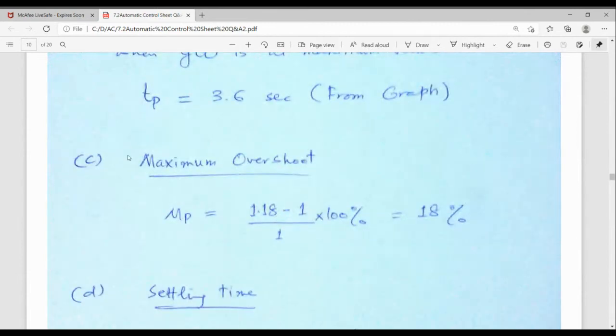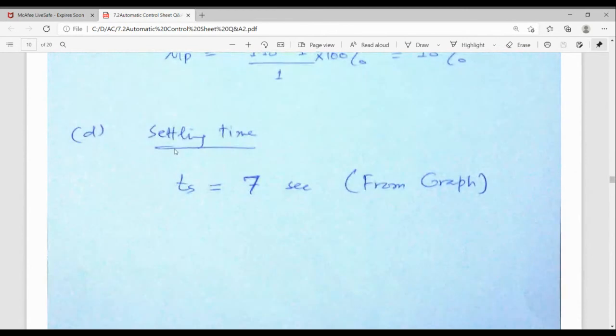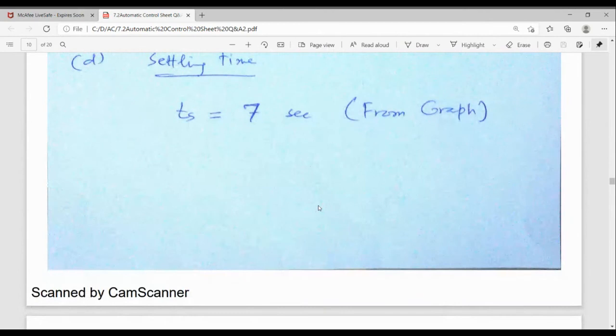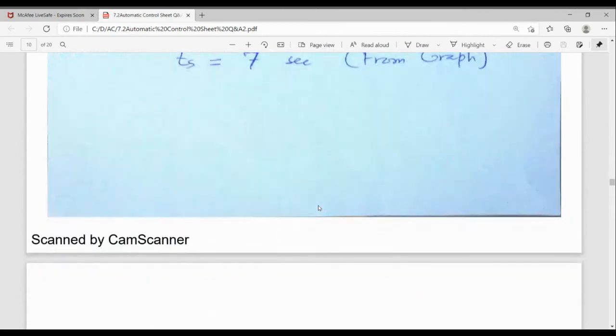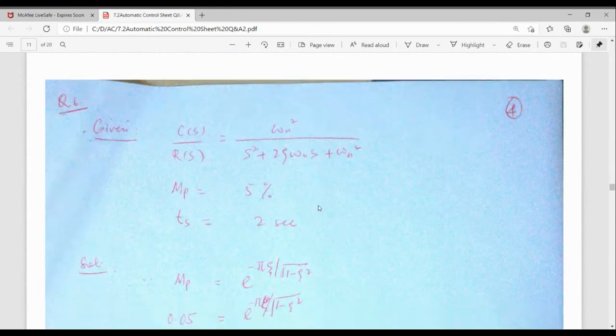And coming to the question number C, maximum peak overshoot. The formula for maximum peak overshoot is maximum value minus step value divided by maximum value, okay, into 100%. That is 18% maximum peak overshoot. And settling time is 7. From the graph, you can see when it reaches the steady state point, that is 7 seconds. This is about question number 5.